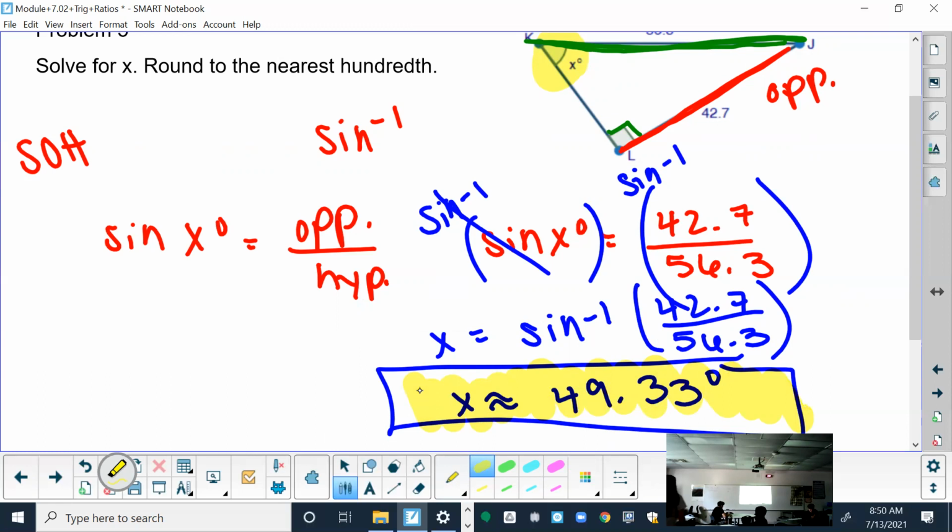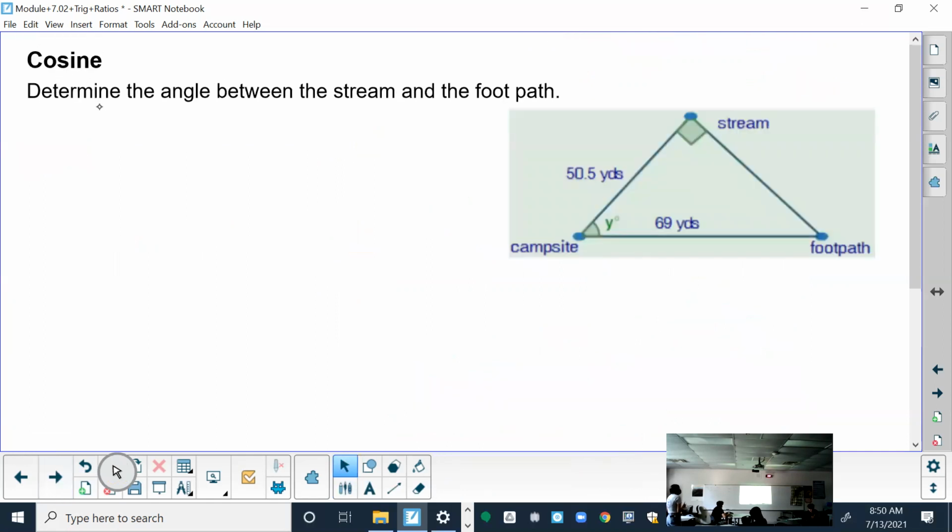All right, so now we're going to look at cosine. Again, the practice doesn't tell you what function you're using like the notes do, so you're just going to have to follow along on how I help you figure that out. On the next page, we're looking at cosine now. We are going to determine the angle between the stream and the footpath. This might be labeled wrong. It should be in between the stream and the campsite, so we're going to fix that.